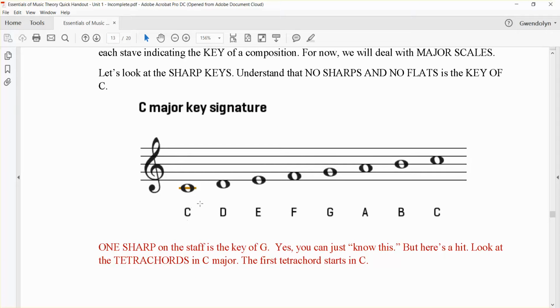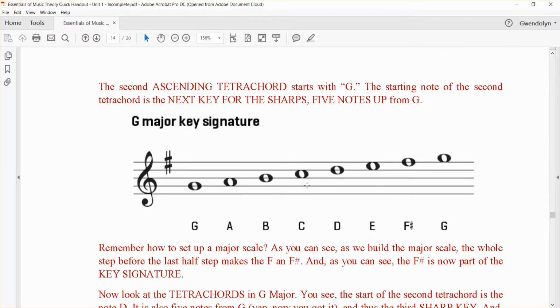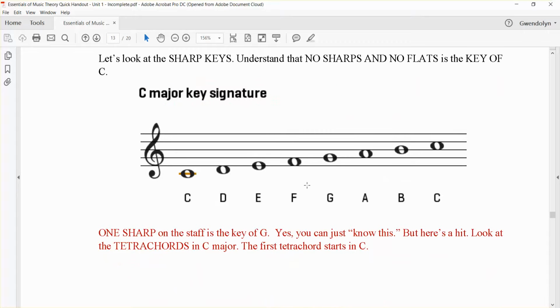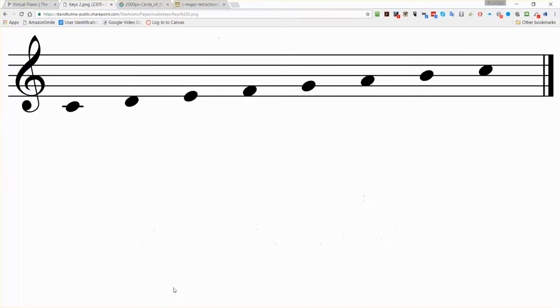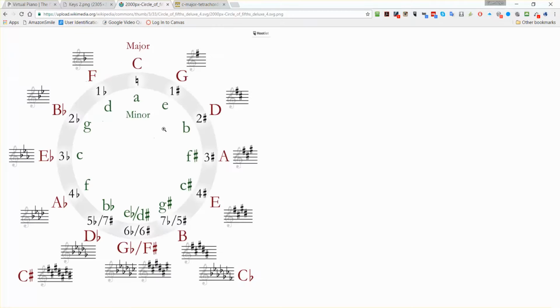And again, we go back to these tetrachords. This tetrachord thing is very important. All right. So now we're going to look at the sharp keys. I'm going to go to the circle of fifths that we have here. I'm going to go back to it from time to time.